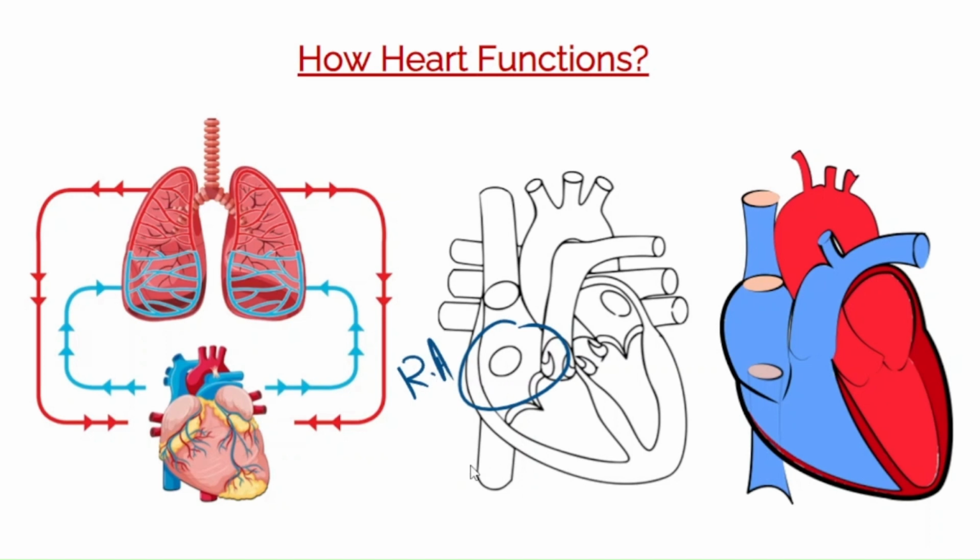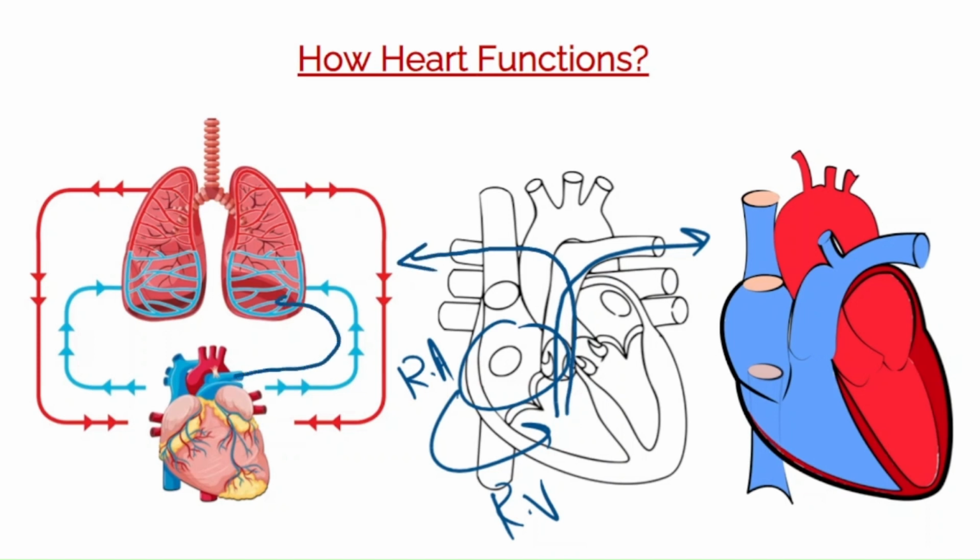After that, the right atrium contracts and blood enters into the right ventricle, from here to here. As blood is still deoxygenated, it means it needs oxygen to keep you going. Now the right ventricle contracts and blood is pumped out of the heart to the lungs through a special road, which we are going to discuss in the next lecture. Here it picks up the oxygen from the air you breathe, and now the blood is oxygenated.